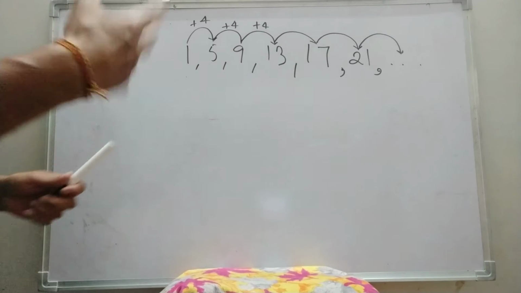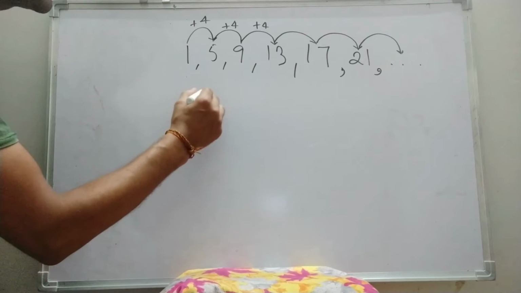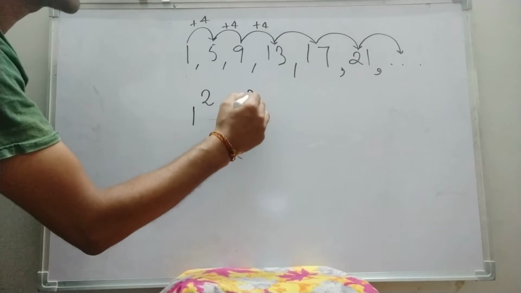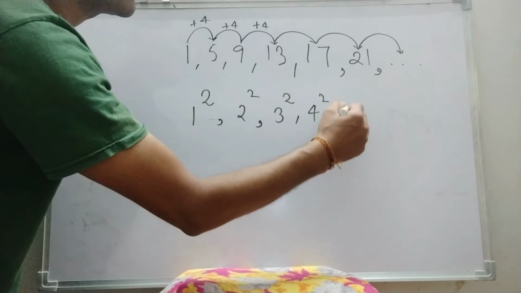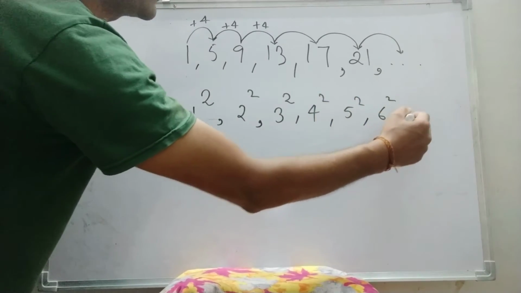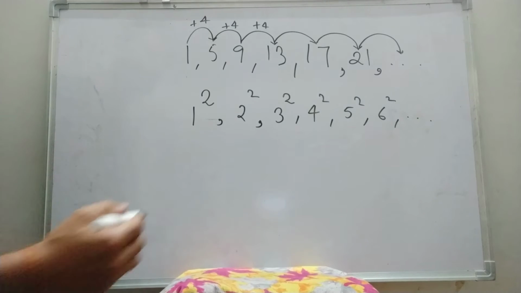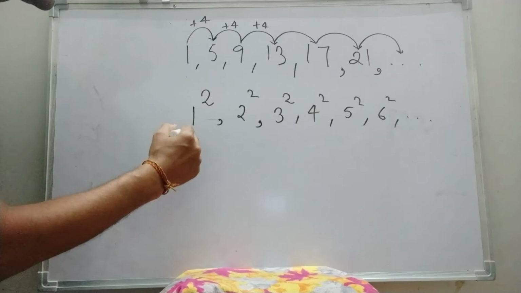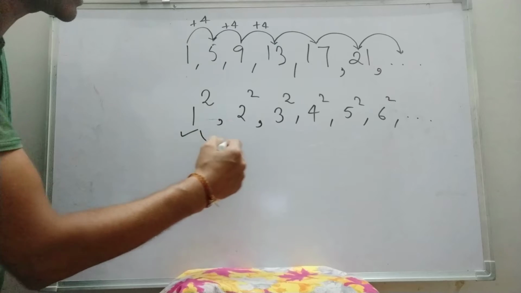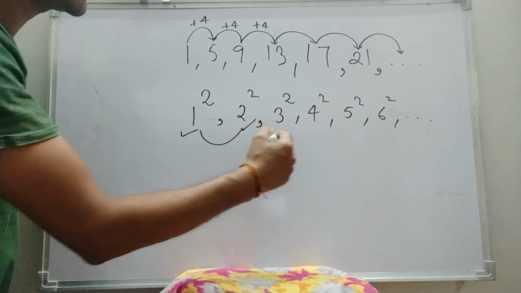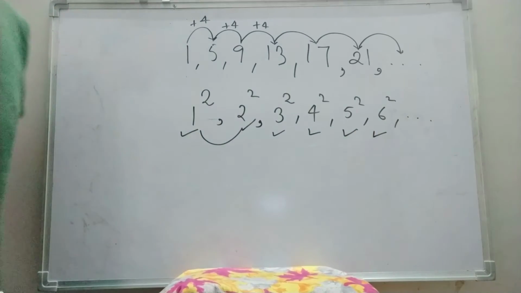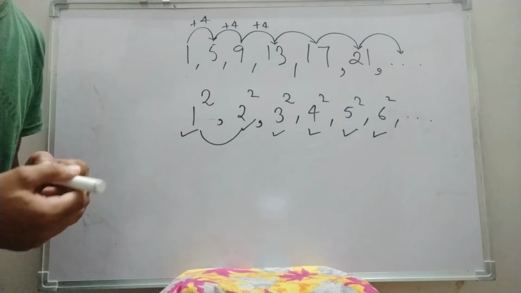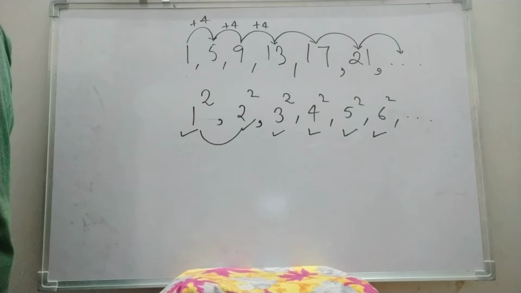So we can write different examples of sequence also. For example, 1 square, 2 square, 3 square, 4 square, 5 square, 6 square, and so on. If you observe these numbers also, first 1 square, then 2 square, then 3 square, 4 square, 5 square, 6 square. So a definite arrangement of numbers with a particular pattern is known as a sequence.